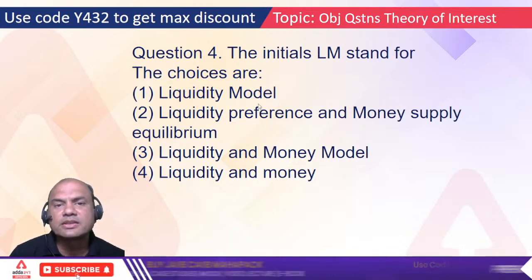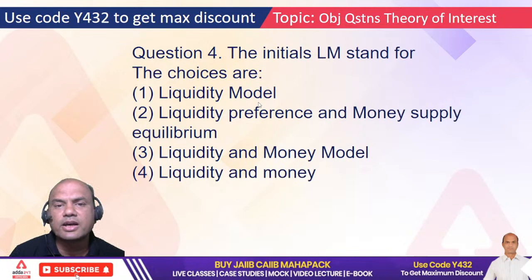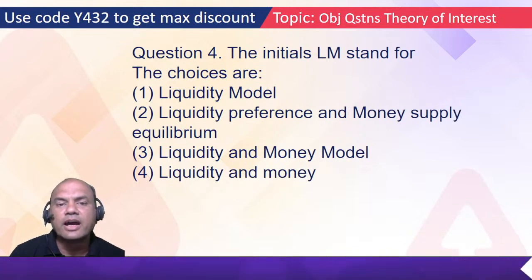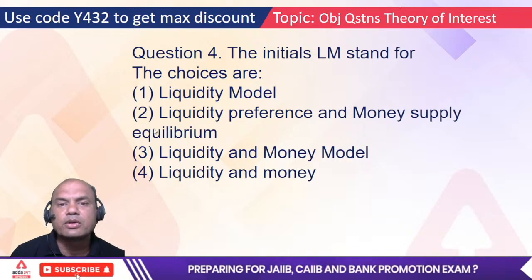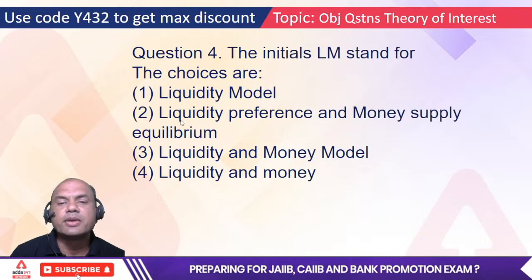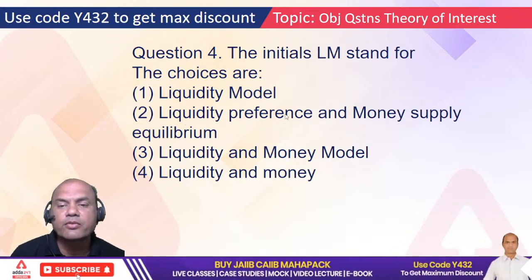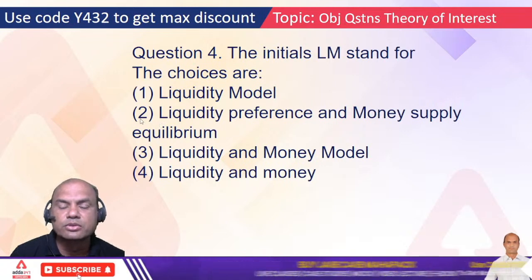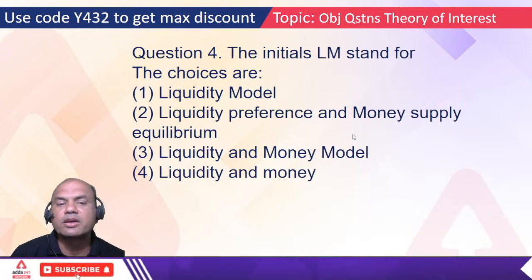Just now we saw it, isn't it? Everyone, be fast over here. I told you something about P also over there. So it should be LPM, I told you, isn't it? Liquidity preference money supply. So our correct answer is 2. Preference is silent over here, okay?